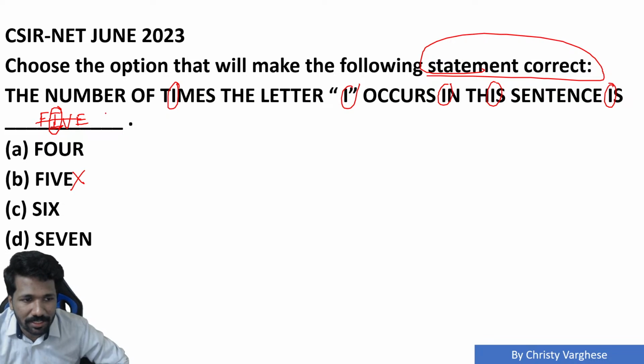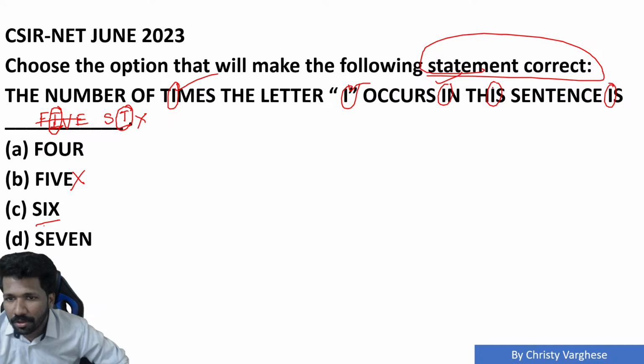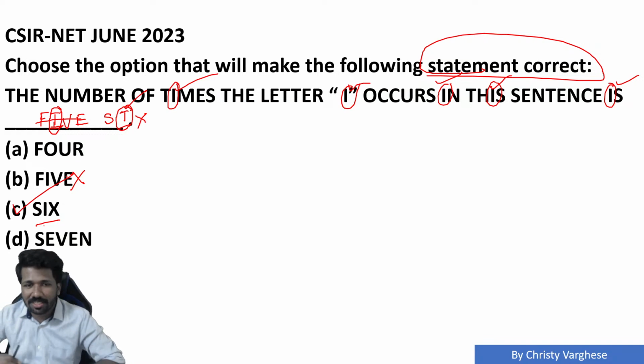5 is not the answer. So 5 should be replaced by the next bigger number, 6. If it is 6, 6 has a letter I in it, and that will make the count 6 itself. 1, 2, 3, 4, 5, 6. The sixth I is in the word 6 itself. That is why option C, 6, is the answer.